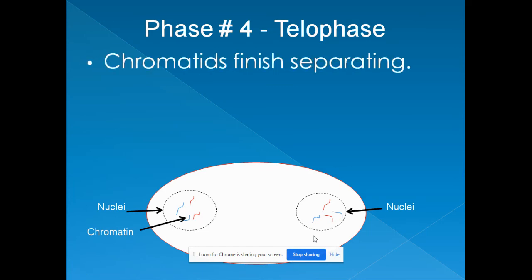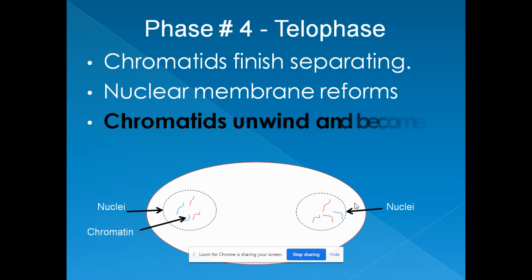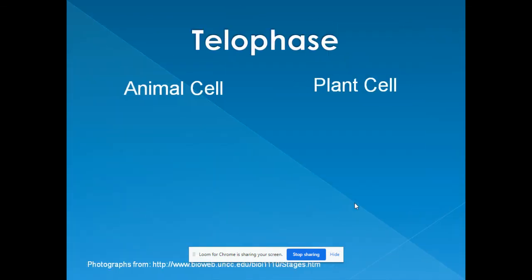So chromatids finish separating, right? This chromatid to one side and its sister to the other, they are finally separated. They finish moving. The nuclear membrane reforms, and the chromatids unwind and become chromatin. All right, a long band of DNA. That's what characterizes the telophase.